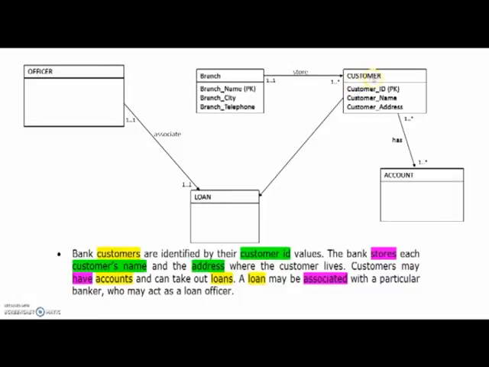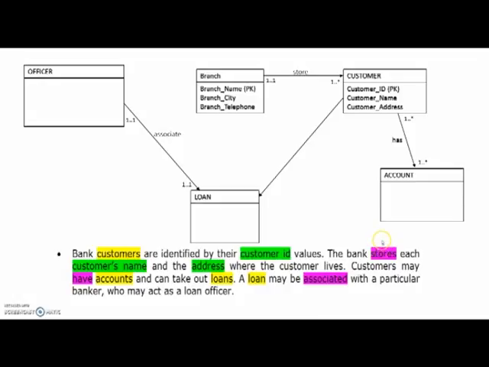The next step is we're gonna draw an entity for the customer. As I mentioned before, the customer entity name is at the first level, while the primary key and its attributes will be at the second level. The sentence says the bank stores each customer's name and the address where the customer lives. Customers might have accounts and can take out loans. Loans might be associated with a particular banker who may act as a loan officer. So in this sentence, there are three new entities, which are account, loan, and officer.